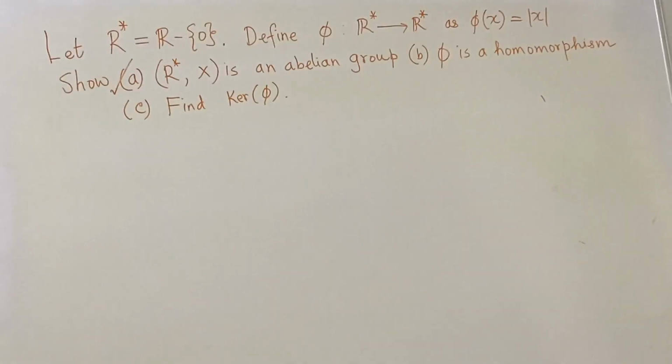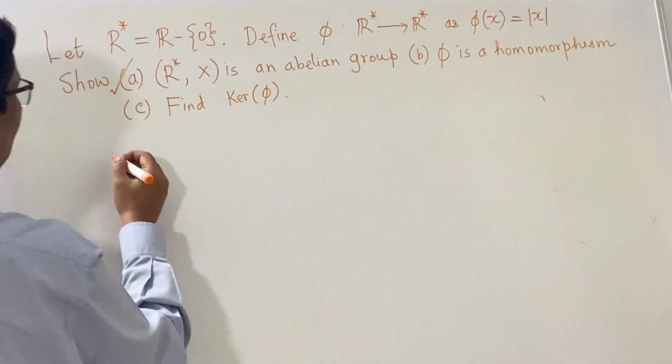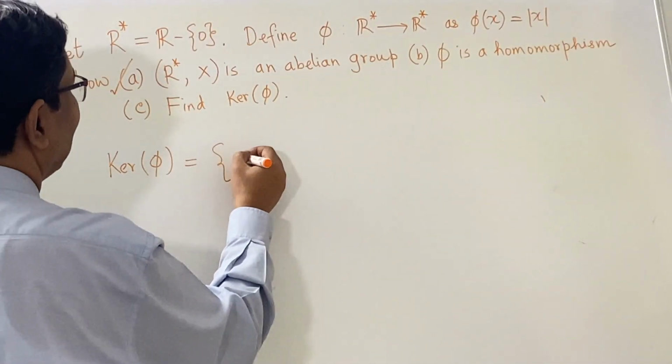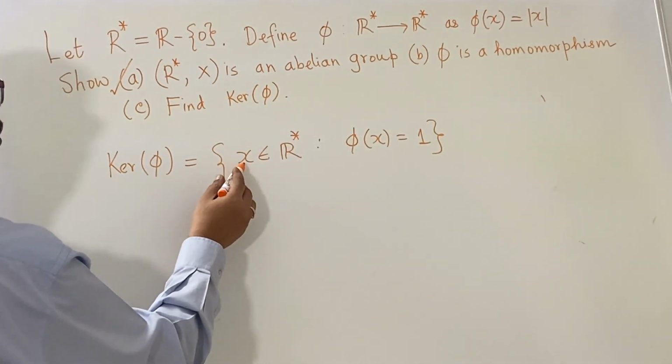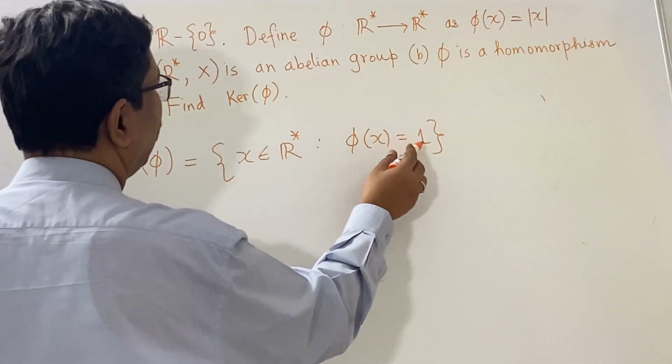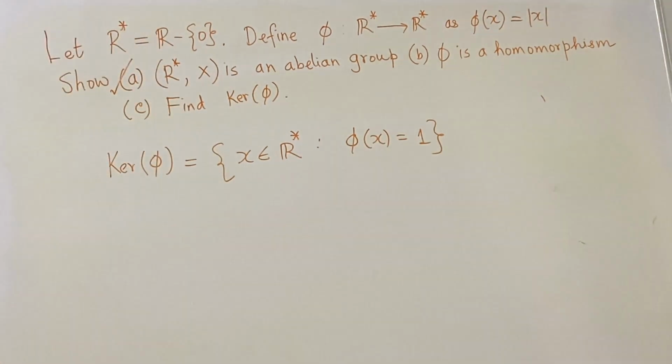For the third part, we need to know what is meant by the kernel of a homomorphism. So in this particular case, this would mean we are looking at all x in the domain of phi which are mapped to the identity element of the range. So here both the domain and the range are the same set, so therefore there is a lot more simple structure here.